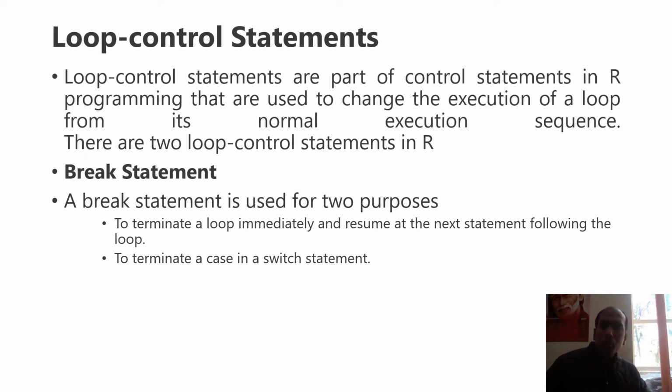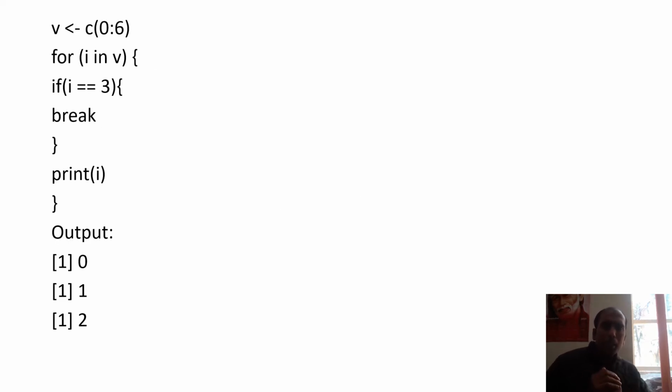A break statement is used for two purposes: to terminate a loop immediately and resume at the next statement following the loop. And in a switch case, we also use a break statement. Let's see an example. You have put 0 to 6 in a vector by using the c function. Now you are evaluating a loop for i in v. The first value is 0, second value is 1, third value is 2. When 3 is encountered, 3 equals 3, condition true, break is encountered, and what will break do? Break will throw the control outside from the loop. So now the further loop will not run. That is the purpose of the break statement.